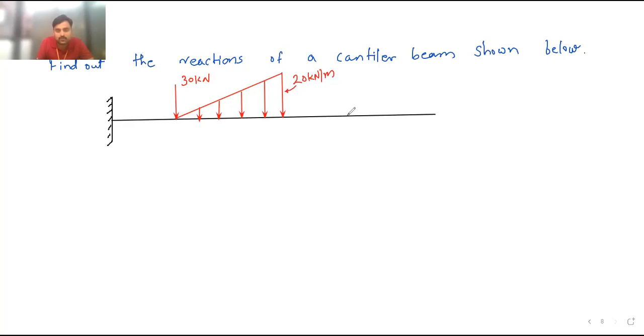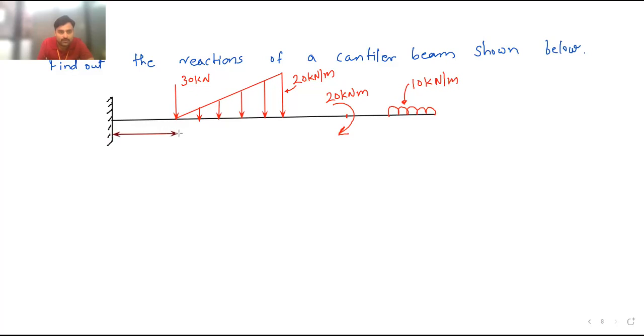Then after some point, there is a moment. There is a moment like this. This is the moment, 20 kilonewton meter. And lastly, again, a UDL is given. This is also 10 kilonewton per meter. Now I will write the distances.